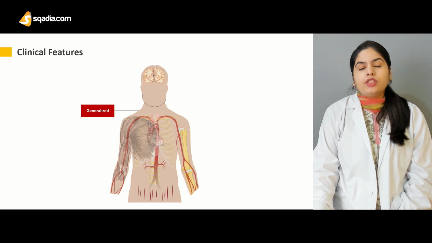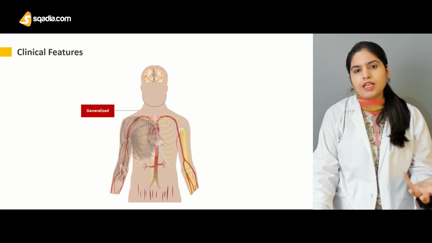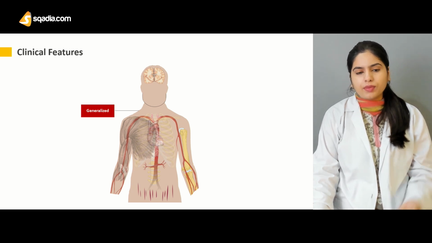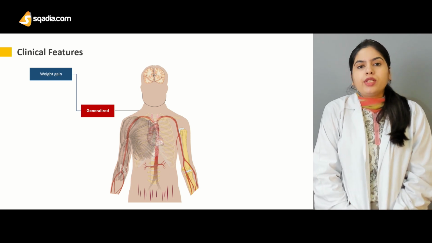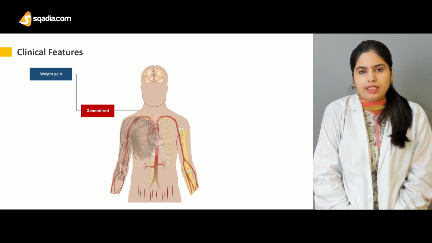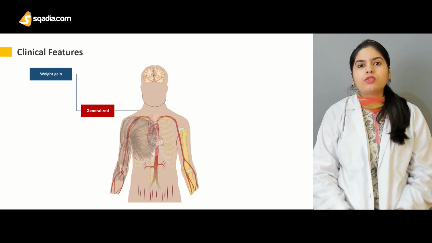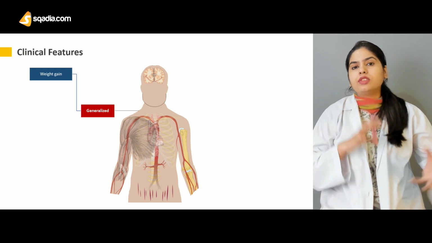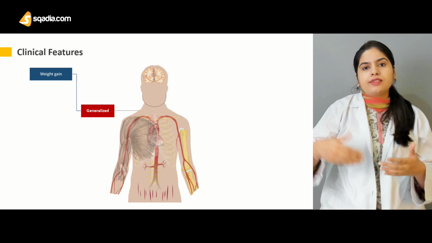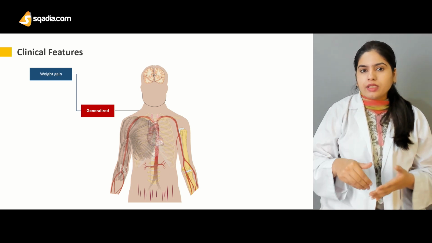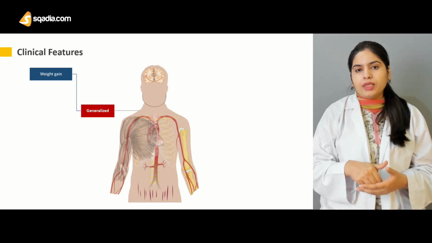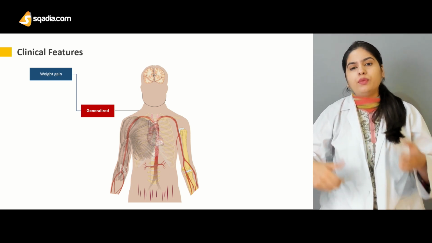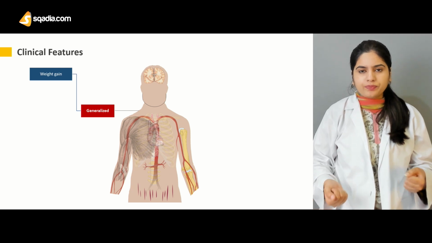Then there can be some generalized symptoms. Now, these generalized symptoms can also be because of the activation of the sympathetic system. Like there can be weight gain. Weight gain, as I told you, can be due to two or three reasons. At first, it is because of the distribution of the fats to the visceral parts of the body. Like the fats that are deposited under the deep layers of the abdomen, under the deep layers of the muscles, they are distributed to the visceral parts of the body.